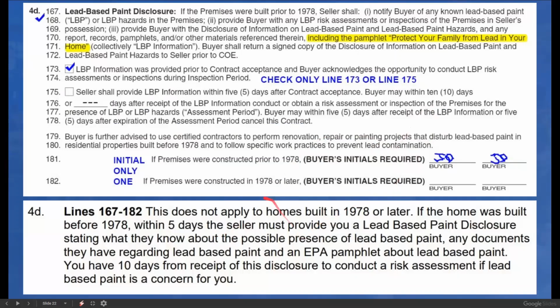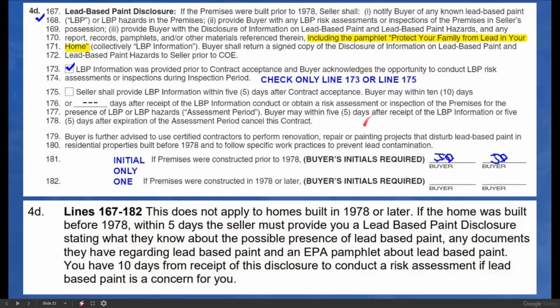Okay, the next section is the lead-based paint disclosure. The way you would describe it is this does not apply to homes built in 1978 or later. If the home was built before 78, within 5 days, the seller must provide you a lead-based paint disclosure stating what they know about the possible presence of lead-based paint, any documents they have regarding lead-based paint, and an EPA pamphlet about lead-based paint. You have 10 days from receipt of this disclosure to conduct a risk assessment if lead-based paint is a concern to you. Let's dig into that a little bit.